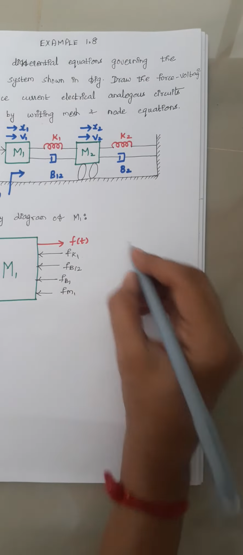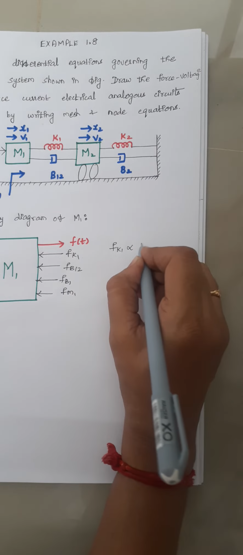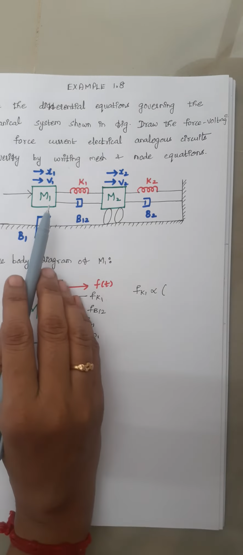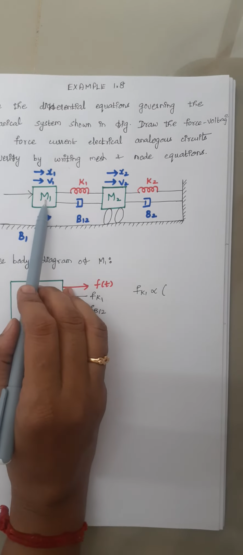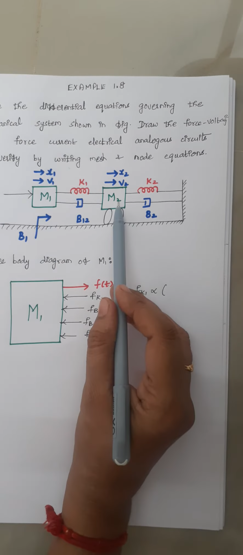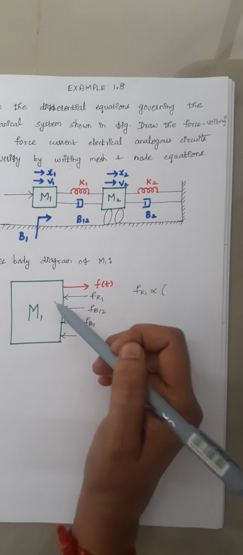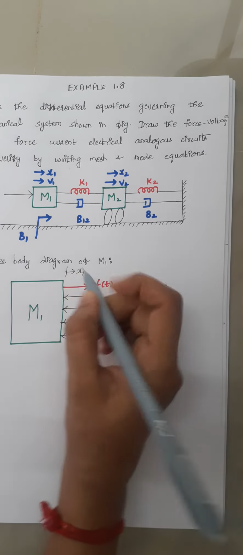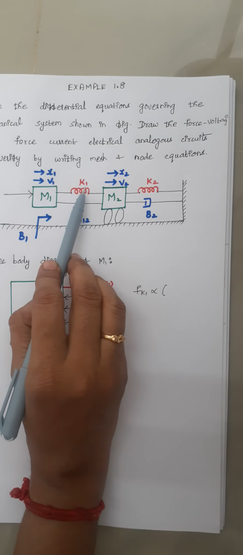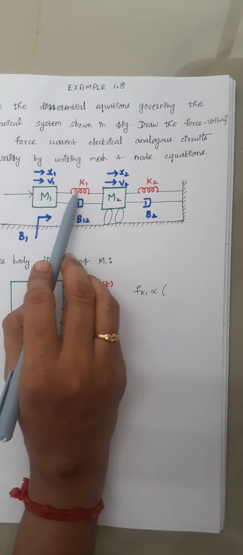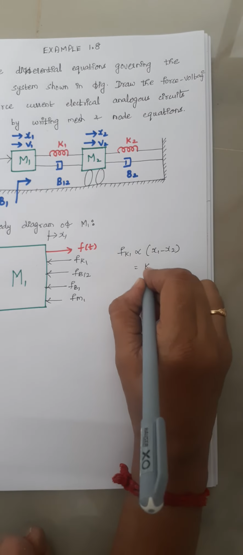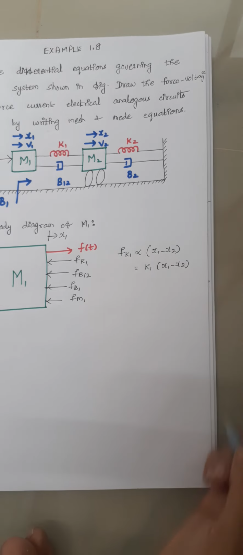The first one is Fk1. Fk1 will be directly proportional to the displacement. K1 is connected between M1 and M2, and the respective displacements of M1 and M2 are x1 and x2. Here we are considering only mass M1, so the initial displacement of mass M1 should be considered. The force produced by K1 is proportional to x1 minus x2, and when we include the proportionality constant, it becomes K1 into x1 minus x2.